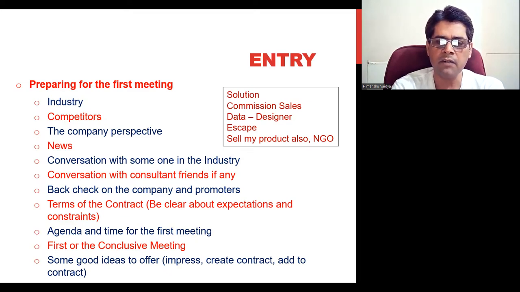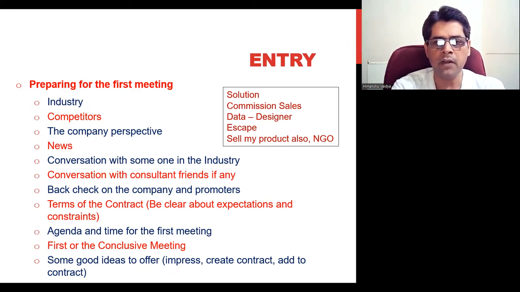Have a conversation with someone who is working in the industry. It's very valuable. Never miss that part. Have a conversation with any consultant friends, if they are open, who have worked in that sector at some point in time. Do a background check on the company and the promoters. Very important.